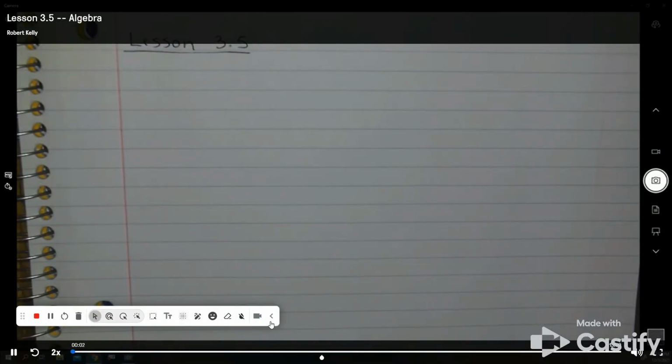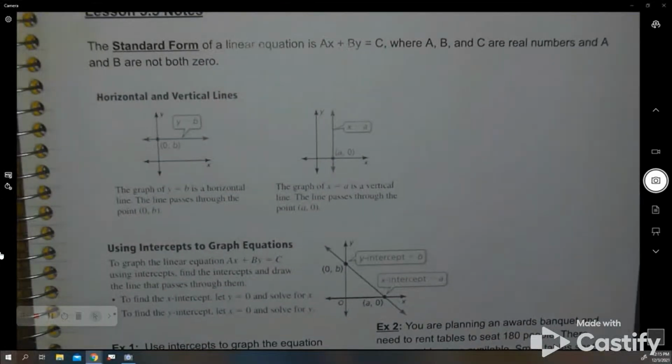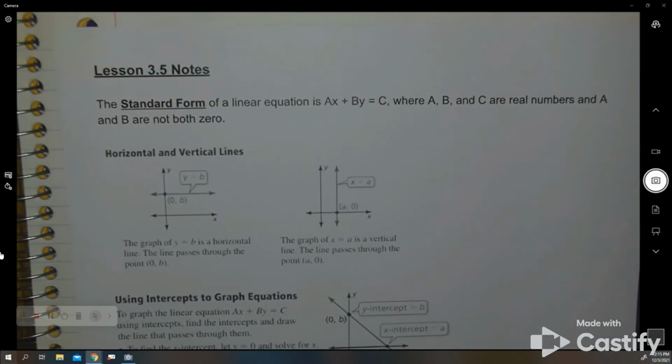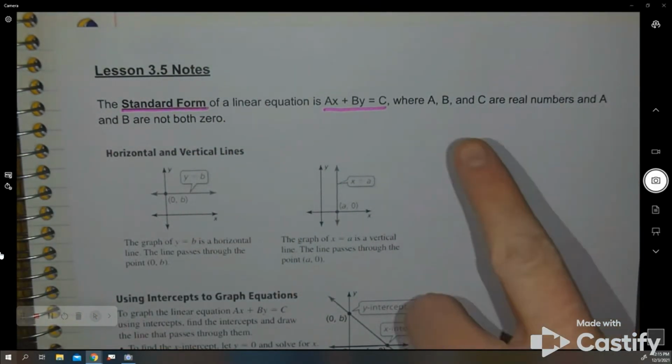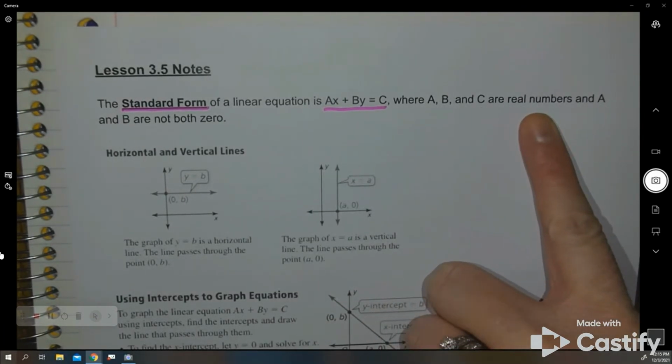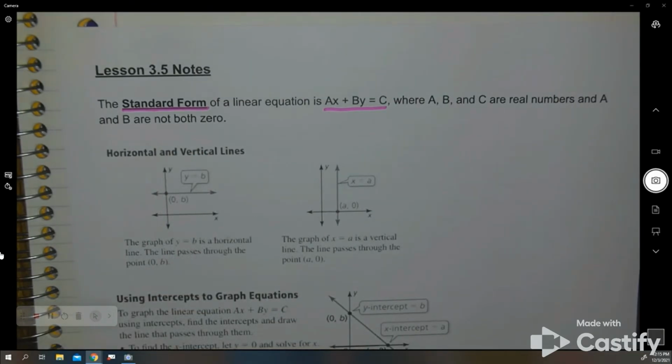This is lesson 3.5. In lesson 3.5, we're going to be talking about a form of linear functions. It's called standard form. In standard form, we have the equation ax plus by equals c. This is our standard form equation, one that we'll want to memorize. One thing we need to point out: a, b, and c are real numbers. A and b are both not 0, so a and b cannot be 0 in standard form.